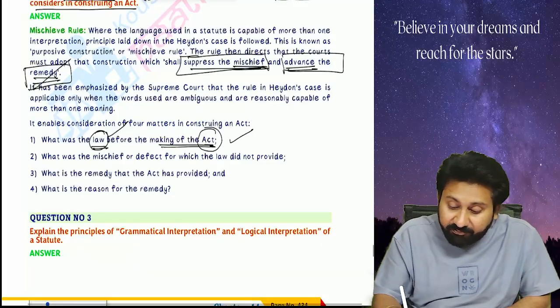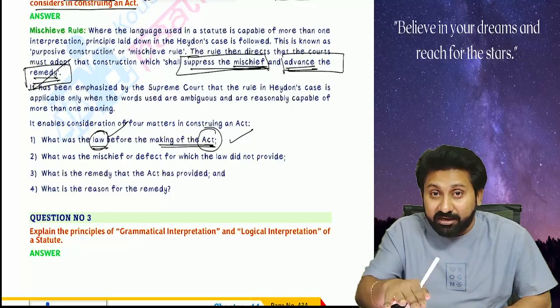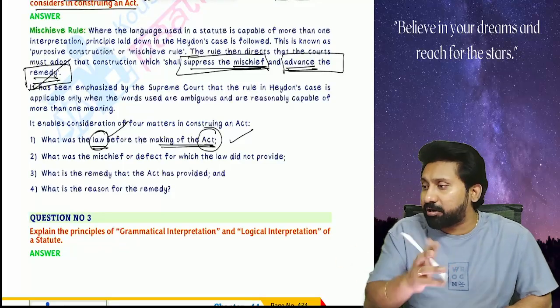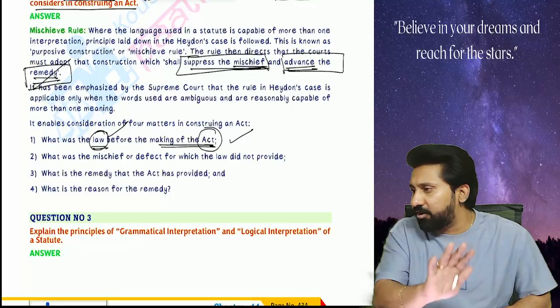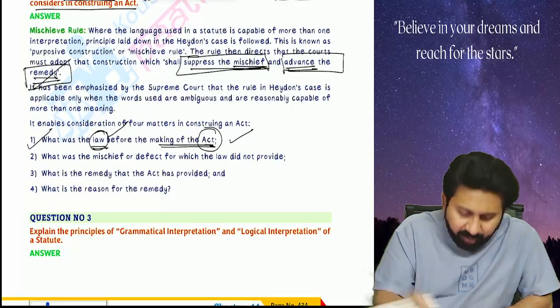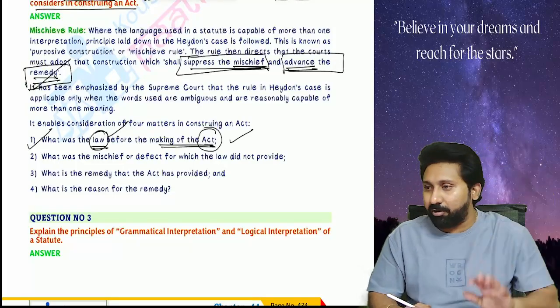What was the law before making an act? Before this Companies Act 2013 came, law means generally what the people are following: they will enter into related party transactions but they do not disclose to anyone. This is the law before the act. Law means general principles people are following.